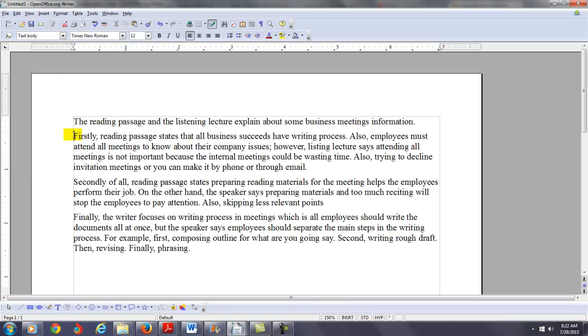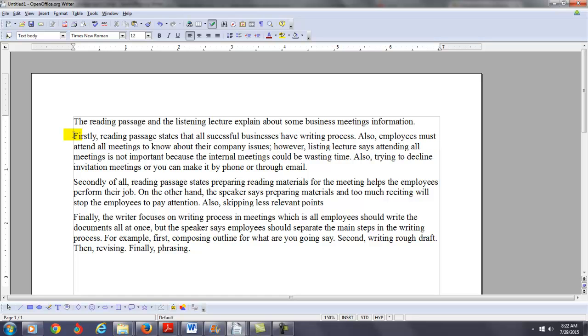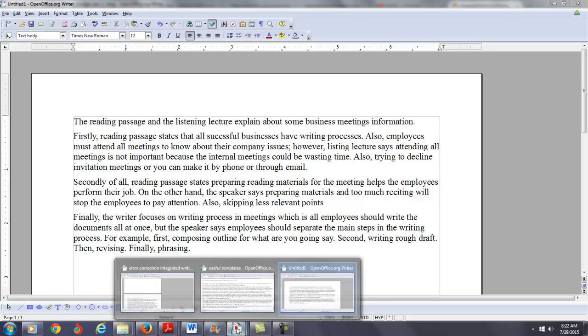So first, the reading passage states that all business, you want to say here not succeeds, but I think you can say this, all successful businesses have writing processes. However, is that the first point in the reading passage? So let's take a look at that.